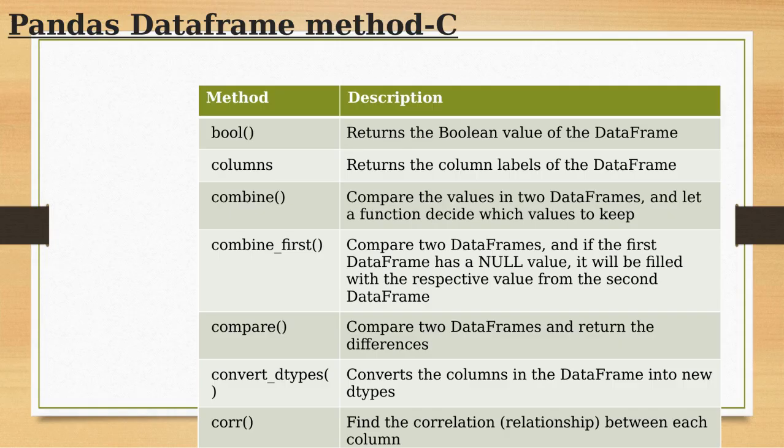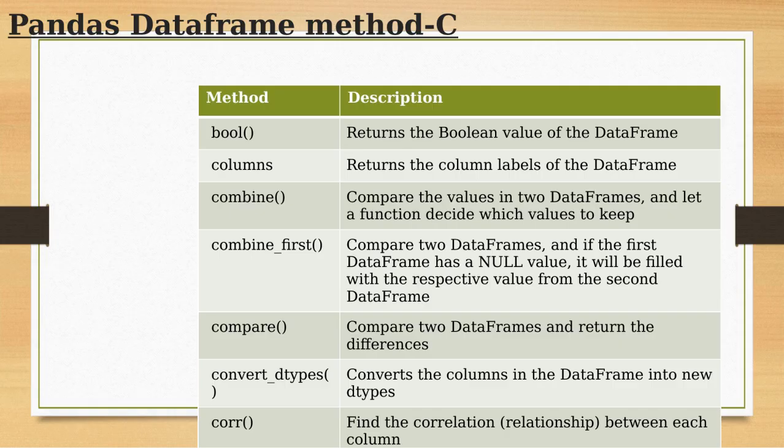Compare compares two data frames and displays only the cells where the values are different. It is useful for identifying changes between datasets. Convert data types automatically converts columns to the most appropriate and efficient data types, improving consistency and memory usage.